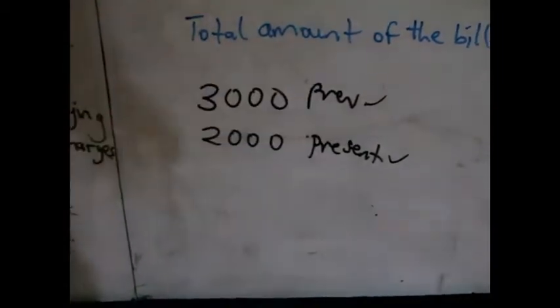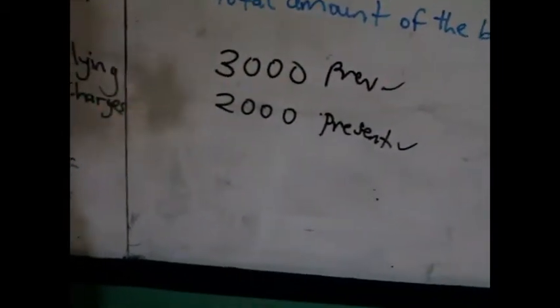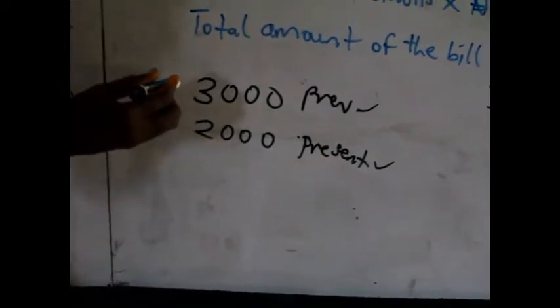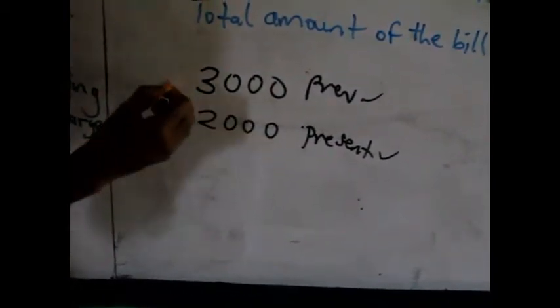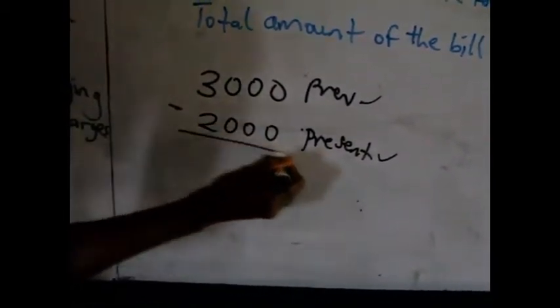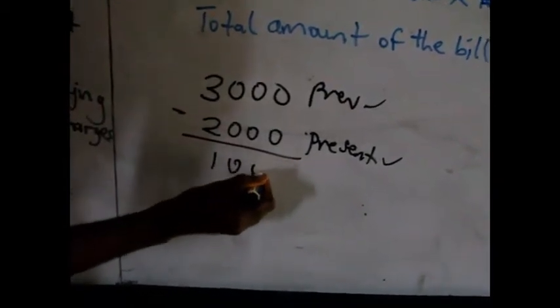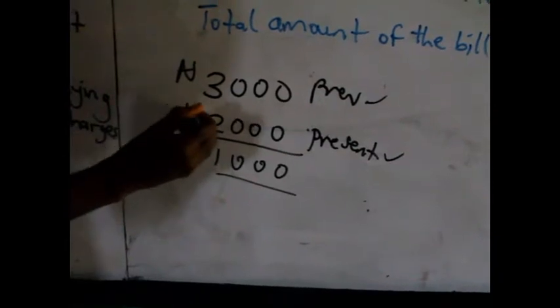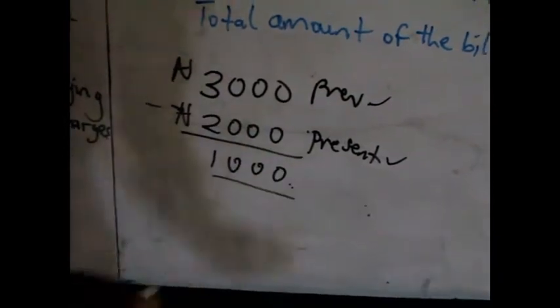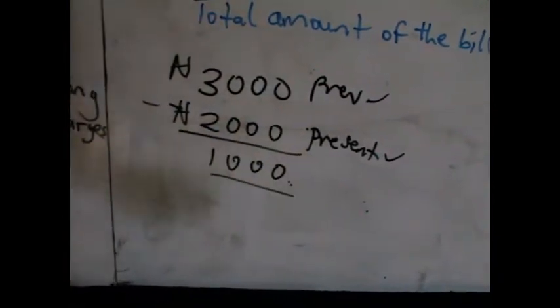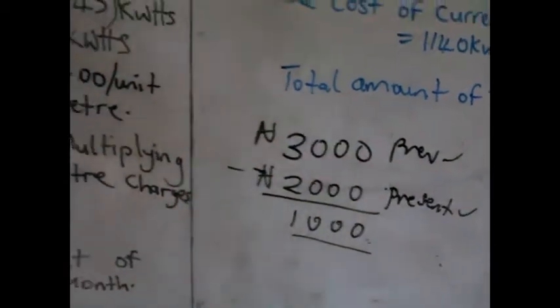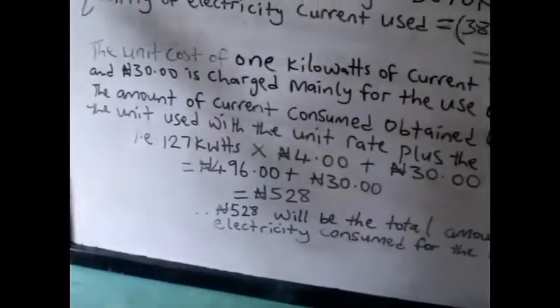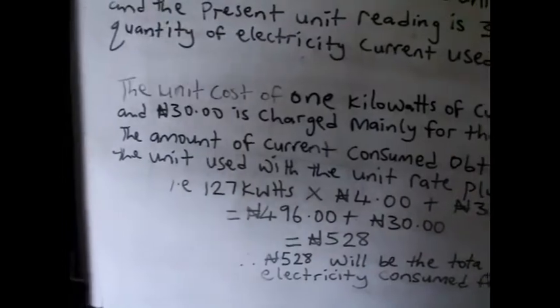Now from this, how will you know the current bill to pay? The current bill to pay is to subtract 3,000 from this, which will give you 1,000 naira. So that means that your current bill to pay is 1,000 naira. So that is how they do it. But let's be very concrete, let's be very precise by looking at an example.